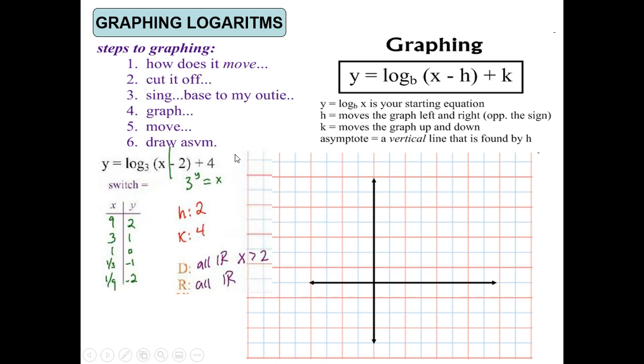My h is 2, my k is 4. My domain is all real numbers greater than 2. My range is all real numbers.